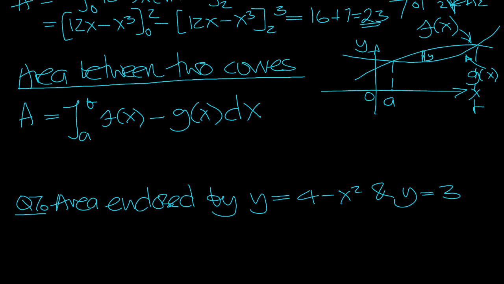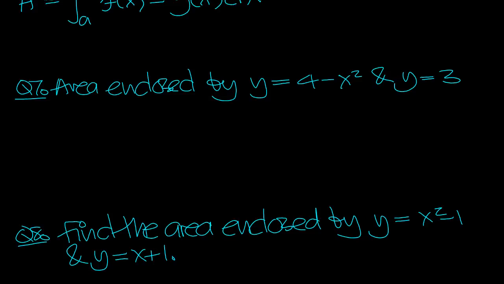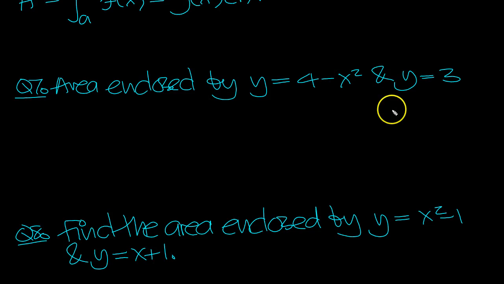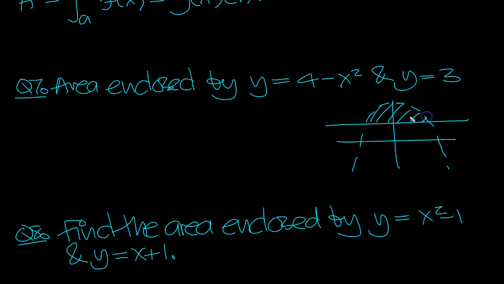So looking at this problem, try and do one of these. So I'll look at this one if I can quickly. y equals 3 and y equals 4 minus x squared. When x is 1, we get 3, don't we? And when x is minus 1, minus 1, 1 are these 2 points here.